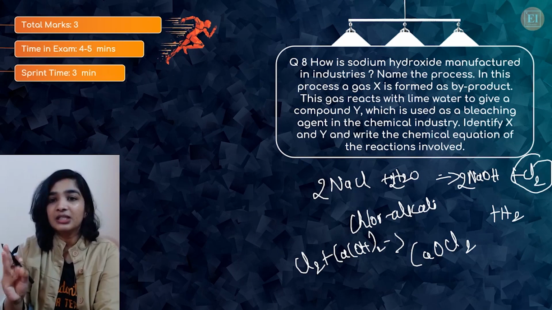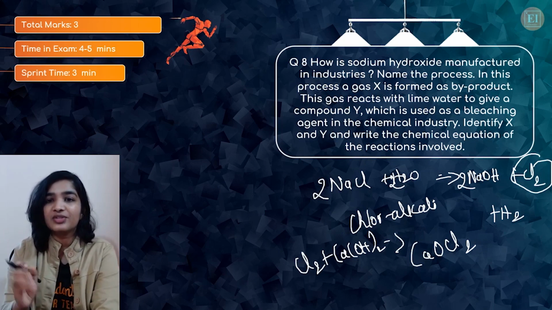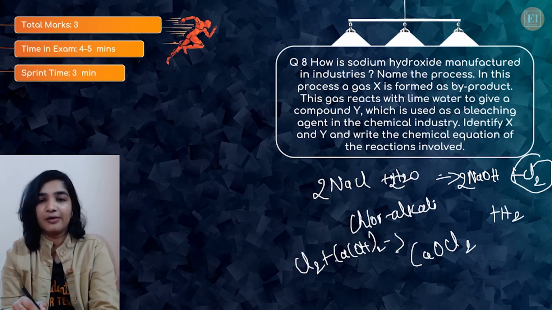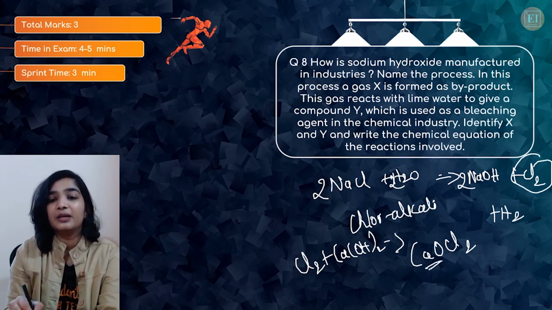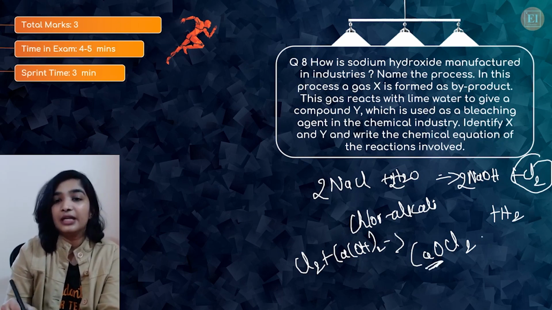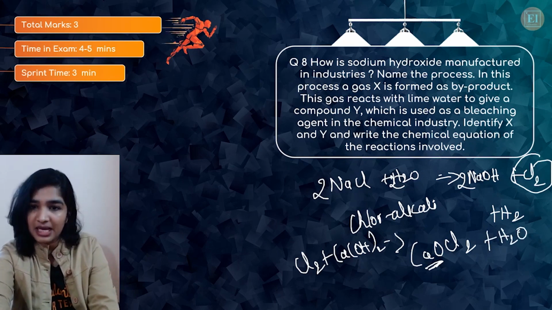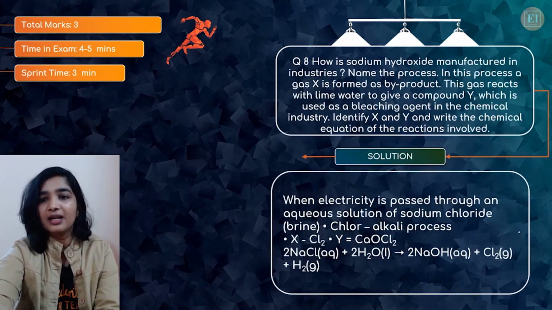So we have written X and Y. X is chlorine, Y is bleaching powder, that is CaOCl2. And write the chemical equations involved. So we have written the first one, 2NaCl plus 2H2O gives 2NaOH plus Cl2 plus H2. And the second equation is the preparation of bleaching powder: chlorine plus lime, that is Ca(OH)2, gives bleaching powder, that is CaOCl2 plus water. So this will be the reaction. Is it balanced? Ca, okay. Hydrogen 2. Oxygen 2, chlorine. Done.